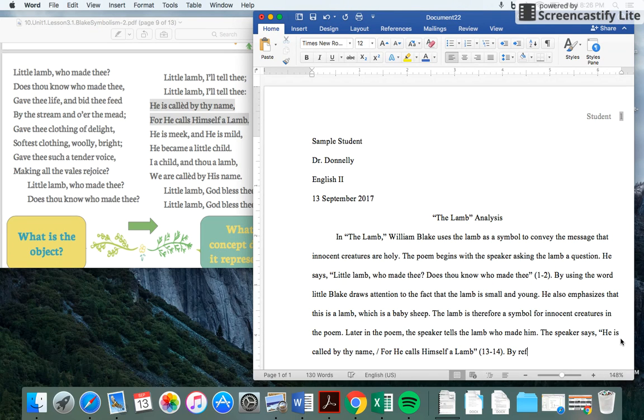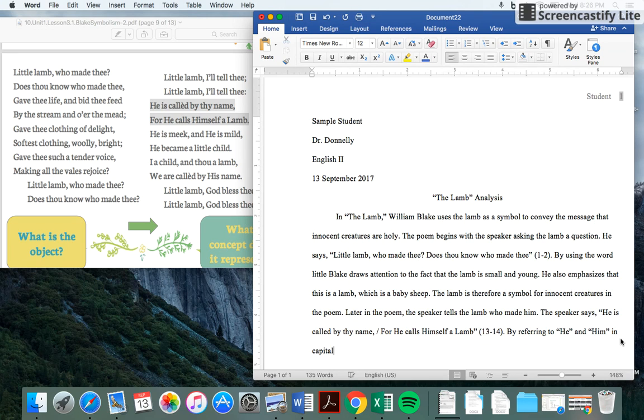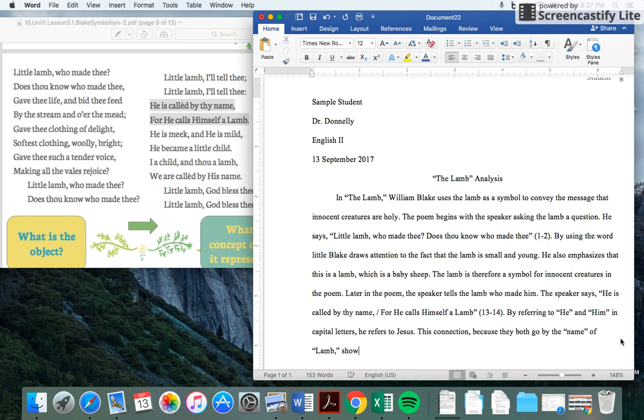By referring to he and him in capital letters, he refers to Jesus. Okay? This, I have to explain that. And then I want to really analyze the quote. This connection, because they both go by the name of lamb, shows that there is a connection between innocent creatures and Jesus.